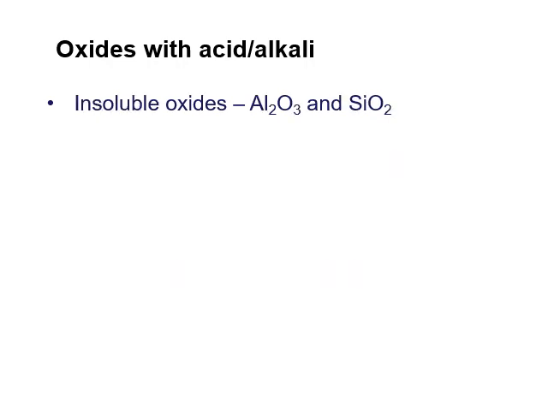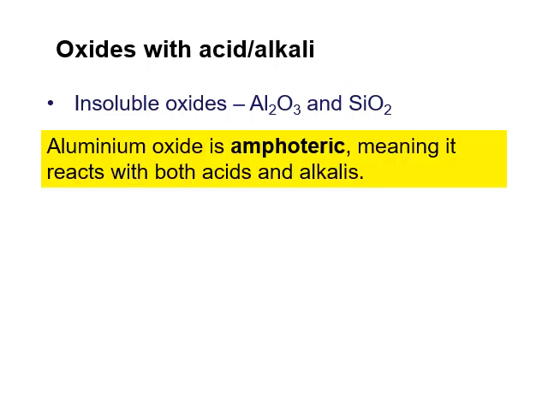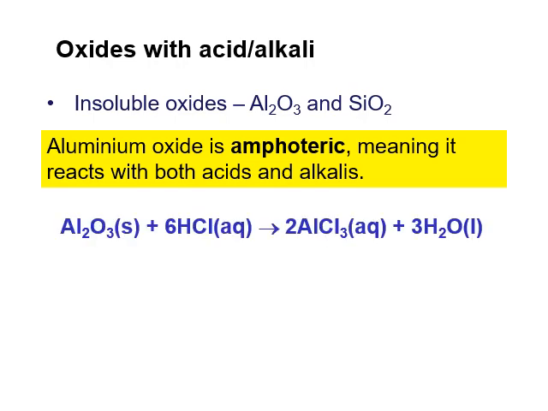In the middle, we've got our insoluble oxides, the aluminium oxide and the silicon dioxide. Silicon dioxide will not react with anything, it's completely insoluble. However, aluminium oxide is amphoteric. That means it can react as both an acid and a base. So it will react with both acids and bases because it can be an acid or a base. You need to know examples of each of those. So you need to know an example of aluminium oxide reacting as an acid and one of it acting as a base.